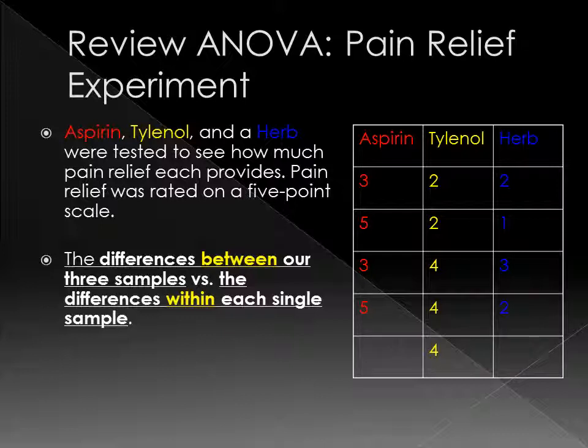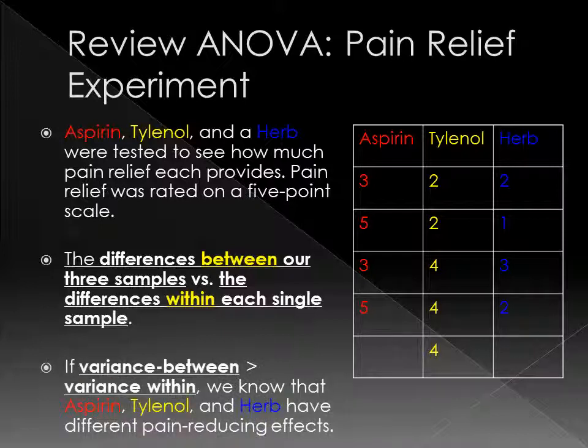The rationale behind one-way ANOVA is straightforward. If the variance between groups is greater than the variance within the groups, then we will say aspirin, Tylenol, and herb have different pain-reducing effects. So here we want to test if the between group variance is greater than the within group variance.